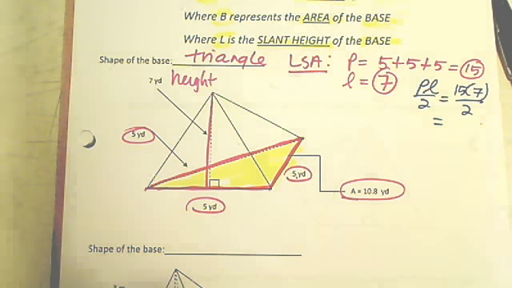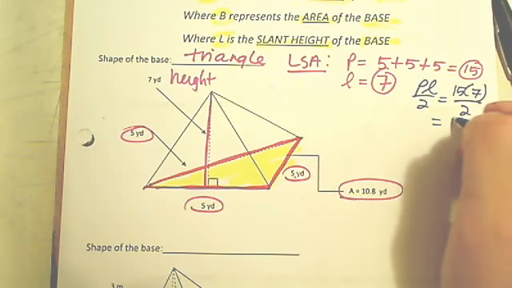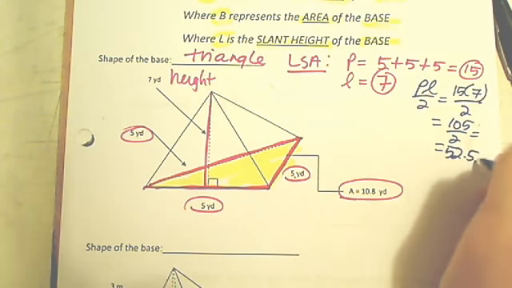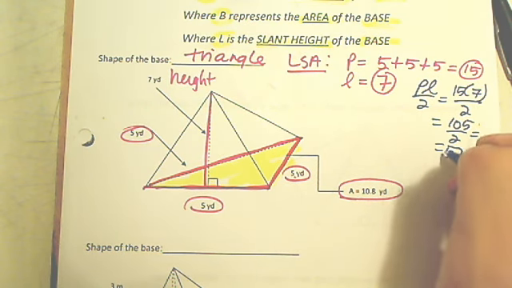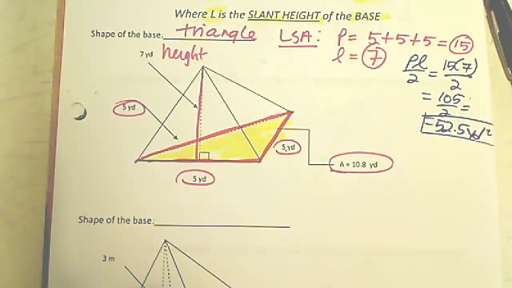I heard it. Someone said it. 105. Okay. 105 divided by 2 is 52.5 yards, area, yards squared. That's only the lateral. That's only the 3 faces of the pyramid.